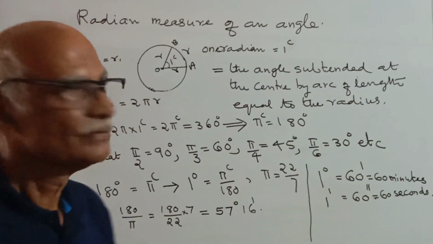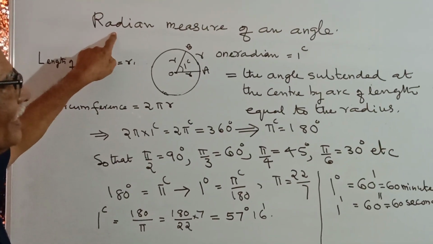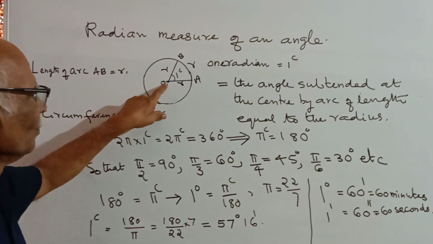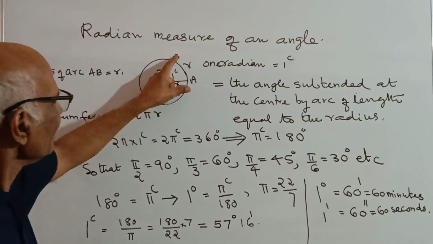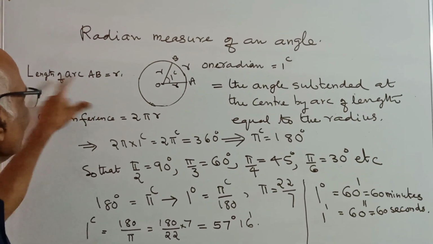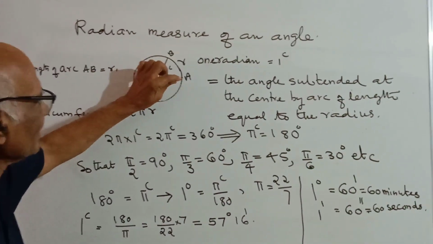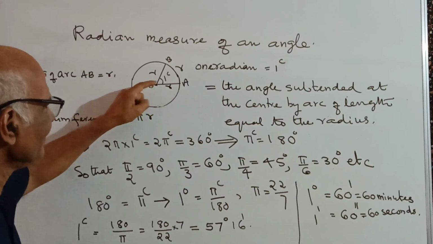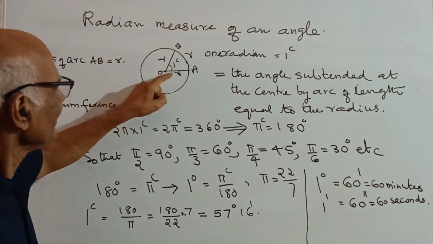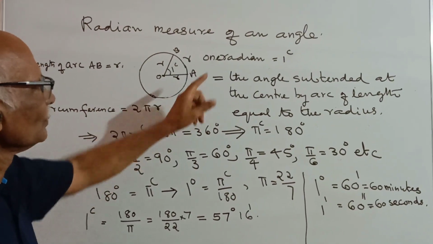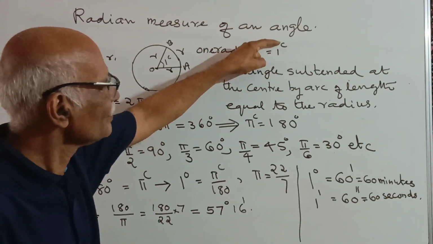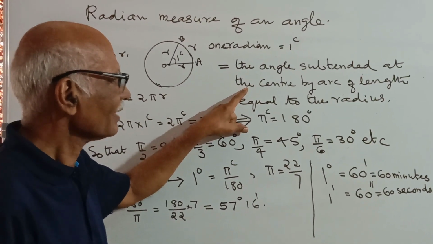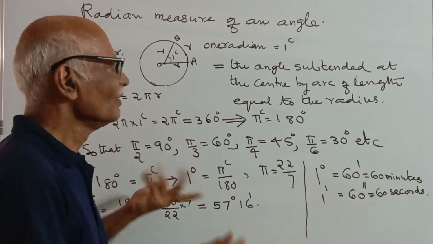Now we consider the radian measure of an angle. Here there is a circle with the center O and radius r. AB is an arc of length r, so the length of AB is r. Then there is an angle subtended by AB at the center. You can see angle AOB. That angle is called 1 radian. So 1 radian, denoted by 1 with a c above, is the angle subtended at the center by an arc of length equal to the radius of the circle.